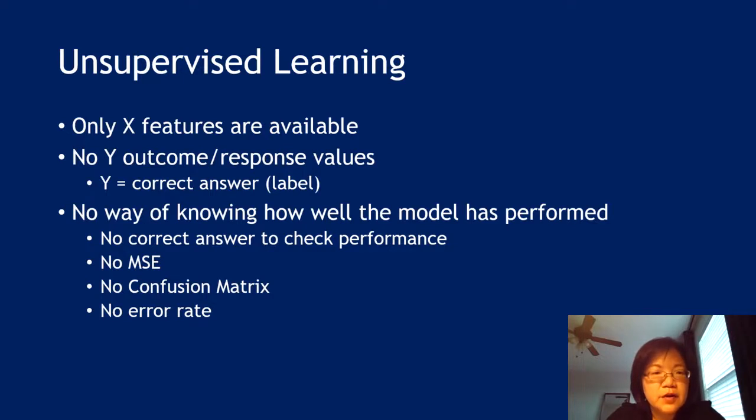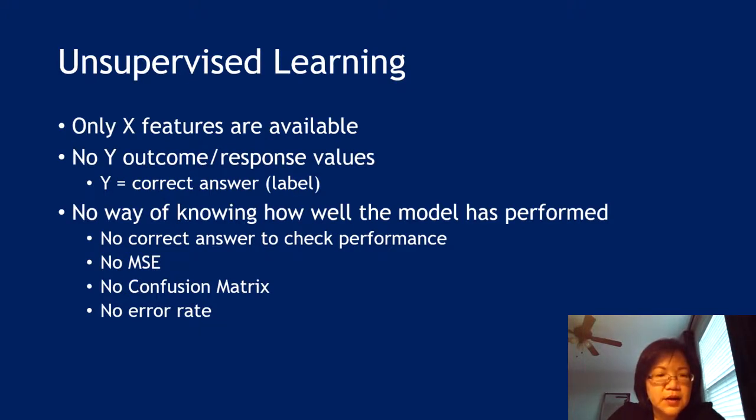Okay, however, not every data set comes with the Y outcome variable. Sometimes you don't know what the correct answer is. There's no label for your data set. You only have X features available. When you don't have the Y variable or the correct answers or the labels, then we really don't have a way to check your machine learning model's performance. We have no way of knowing how well the model has performed because we don't really have the correct answers.